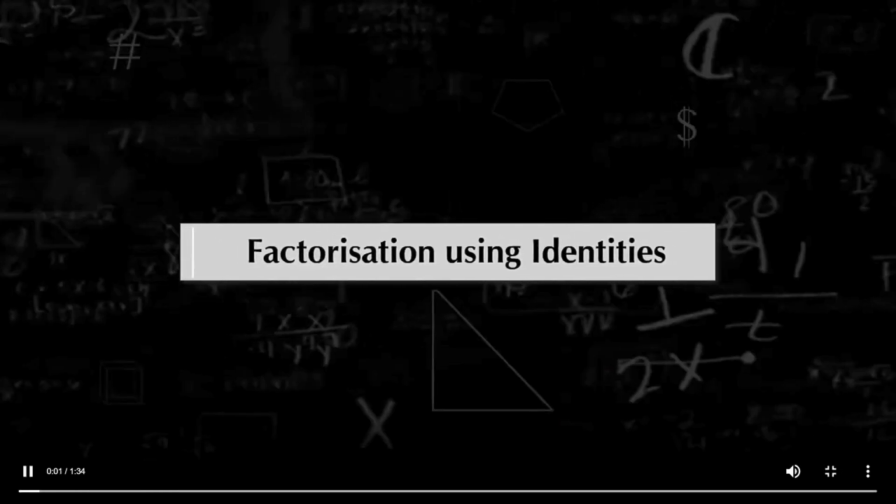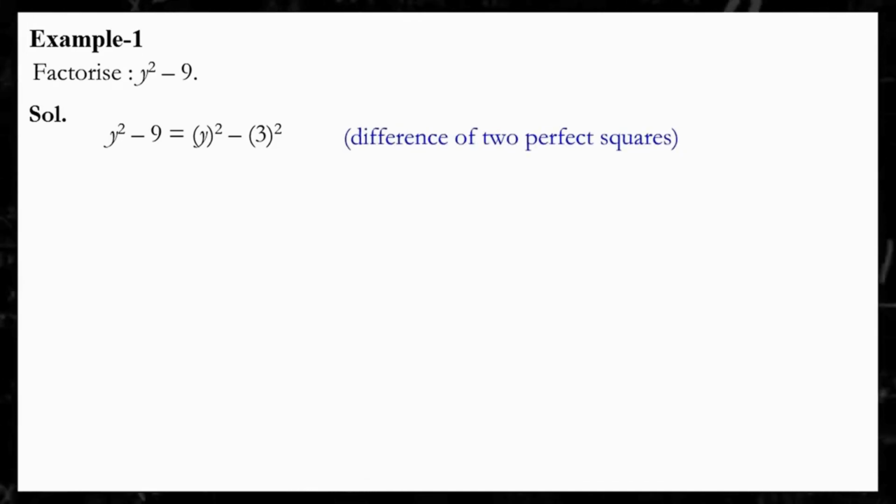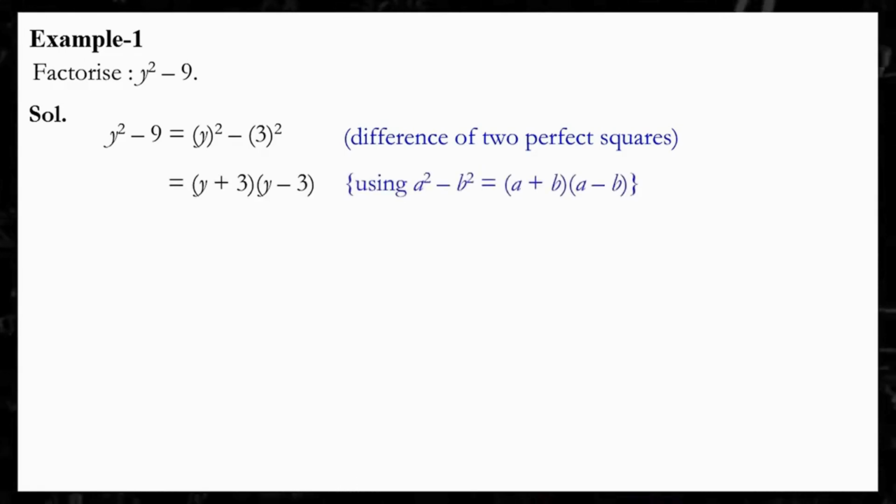Factorization using identities. Example 1. Factorize y square minus 9. Solution. y square minus 9 is equal to (y) whole square minus (3) whole square, difference of two perfect squares, which is equal to (y plus 3) into (y minus 3). Using a square minus b square is equal to (a plus b) into (a minus b).